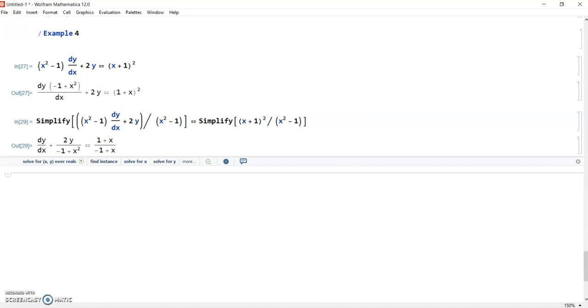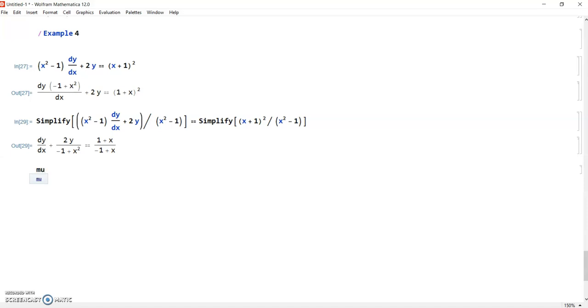So for a linear differential equation, we need an integrating factor. So mu in this case will be equal to the exponent of this, 2 over minus 1 plus x square. We can copy and paste over here, but actually it's quite easy. But just to introduce you to a new function, we call this function p, and it is basically the coefficient of this y.